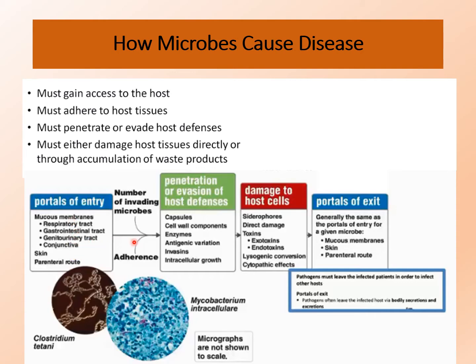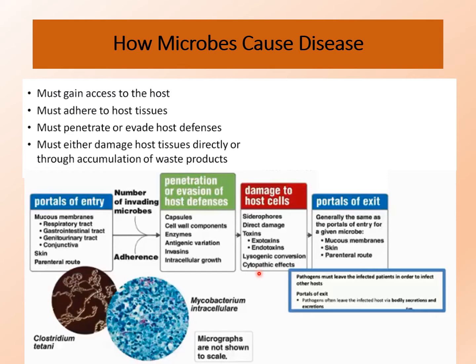Once it enters the host, it should have some virulence factor to adhere to the host tissue, and it should have a specific number to cause a disease. After adherence, the microbe should be able to penetrate into the deeper tissue. At the same time, it should be able to evade the host defense mechanism or host immune system.